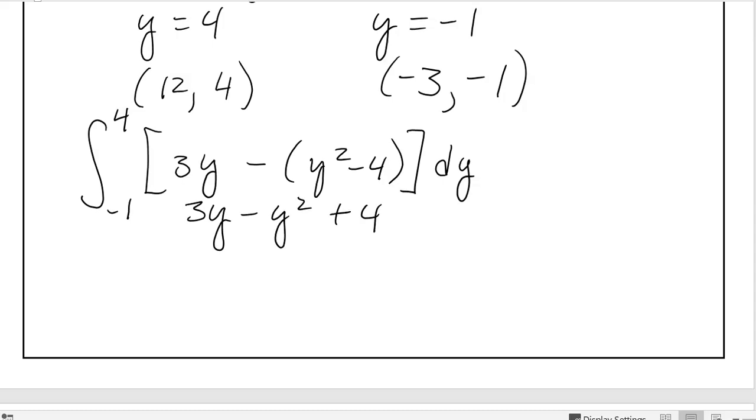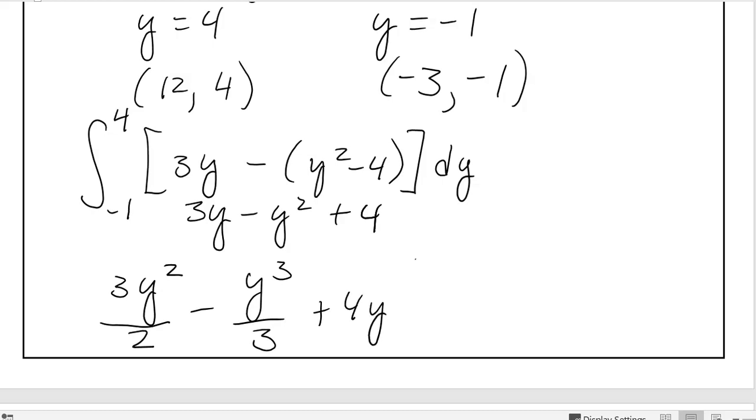You can go ahead and write below it that you would get 3y minus y squared plus 4 as the integrand. The antiderivative of each term would become 3y squared divided by 2 minus y cubed divided by 3 plus 4y. This must be evaluated between negative 1 and 4.